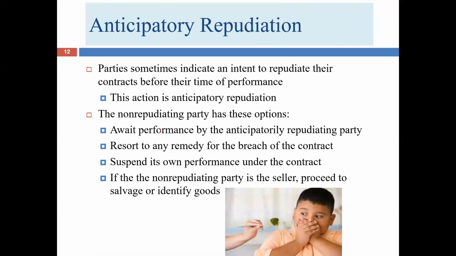I mean, the contract hasn't been breached at this point. Another thing that Ann could do is resort to any remedy for the breach of the contract. And in this case, she's seeking cover, and she's going to sue for the difference. Another option would be to suspend her own performance under the contract. And certainly under this situation, it's reasonable for her to not pay for the things she's not going to get. In this case, it's the seller who's repudiating, not the buyer. So there's no need to salvage or identify.